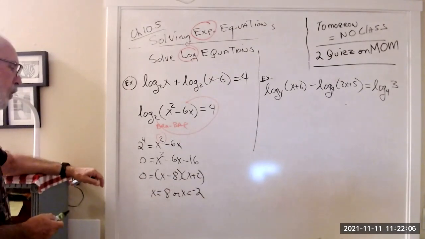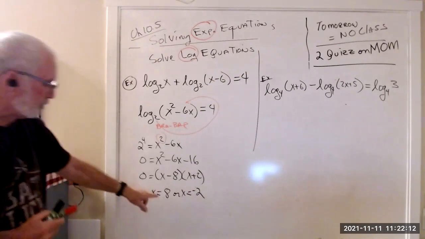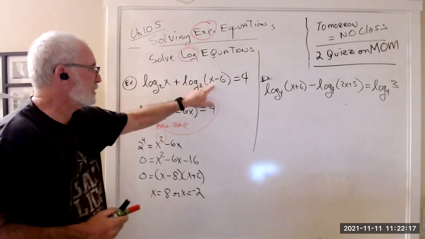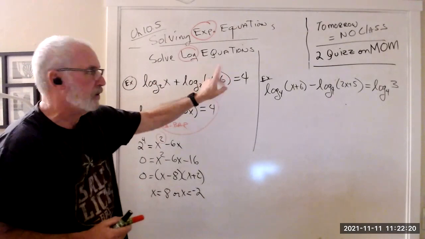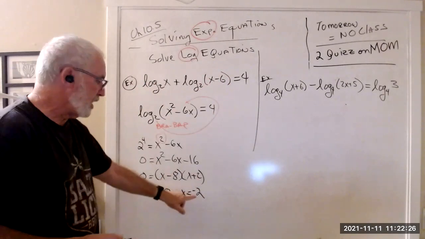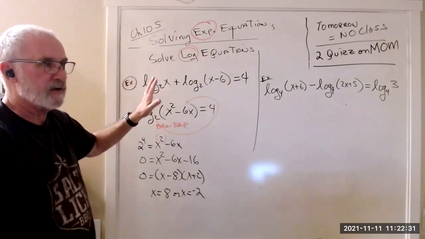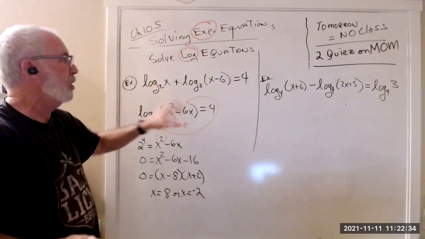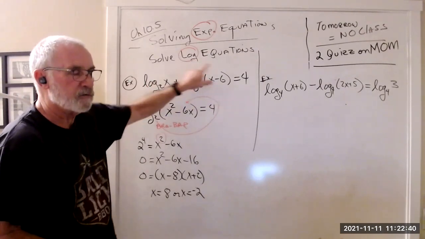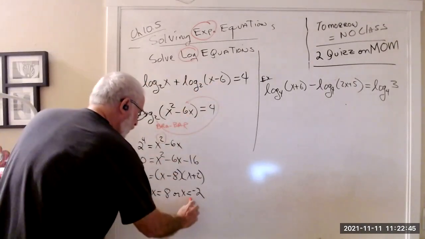Now, going back to the original, if x was 8, that's positive. That's positive because 8 minus 6 is 2, and it's okay. So 8 appears to be okay. But -2, when we put it there, we'd be doing the log of -2. Can't have it. Instantly rejects. Even if you put it there, you'd have the log of -2 minus 6 is -8. The log of -8. Can't have it. So the -2 part rejects.